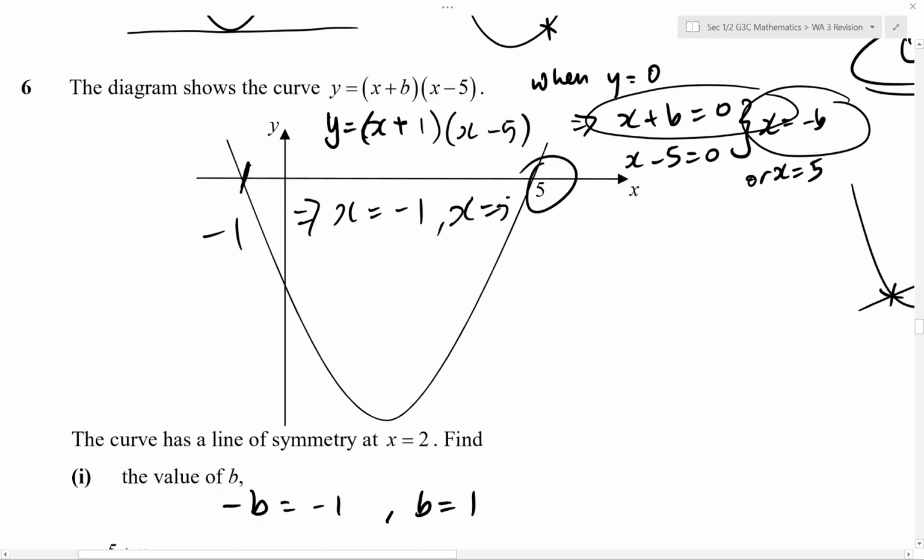If you were for some reason confused, you put x minus 1 times x minus 5. If you solve this, you will obtain x equals 1, x equals 5. x equals 5 is correct. But look, this is not x equals 1 as shown, so it means that it cannot be minus 1. It has to be plus 1. Okay, any questions at this point?